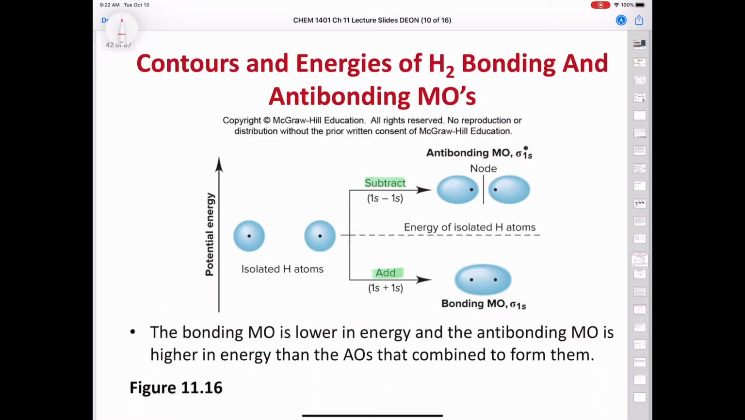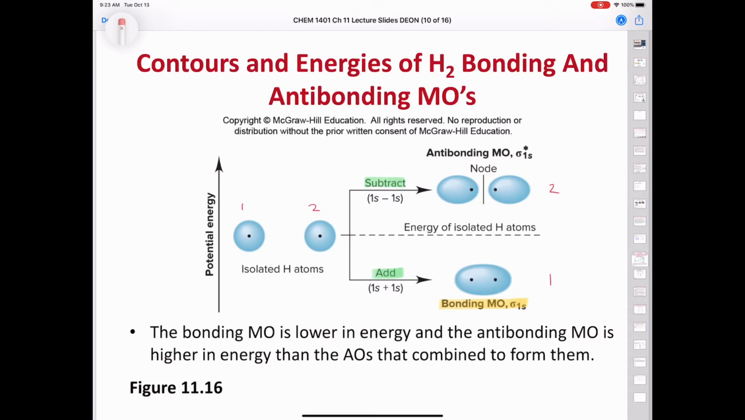Notice that the number of atomic orbitals combined always equals the number of molecular orbitals formed. We're adding 1, 2 atomic orbitals together, and we're forming 1, 2 molecular orbitals. The bonding and antibonding molecular orbitals have different shapes and energies. Here we can see the orbitals for hydrogen. A bonding molecular orbital is lower in energy than the atomic orbitals that formed it.